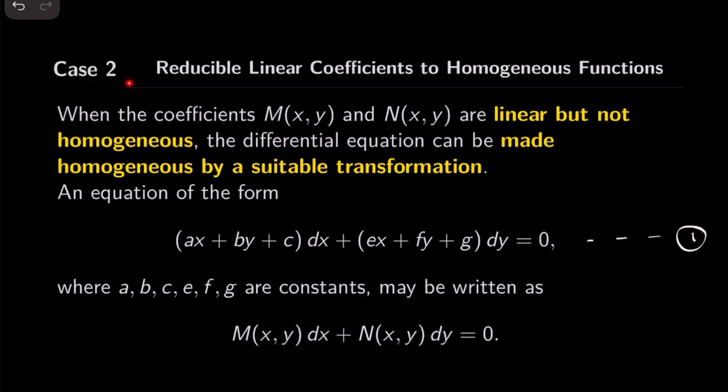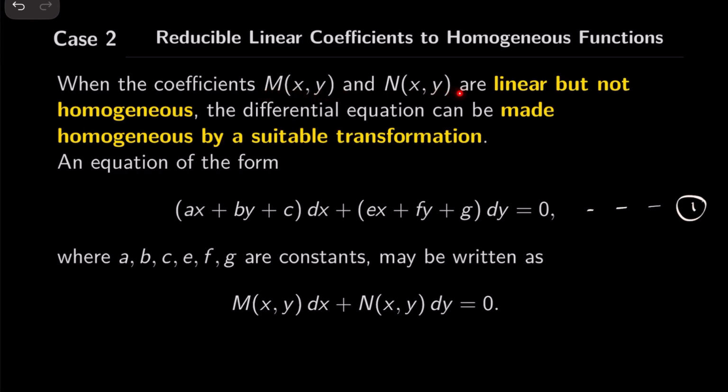In this video, we learn about the second case of the reducible linear coefficient to homogeneous functions. Suppose our differential equation is given by equation 1, then we can rewrite equation 1 in the form of M(x,y) dx plus N(x,y) dy, where M(x,y) is given as ax plus by plus c, and N(x,y) is given as ex plus fy plus g. Here we have M and N to be linear, but they are not homogeneous.